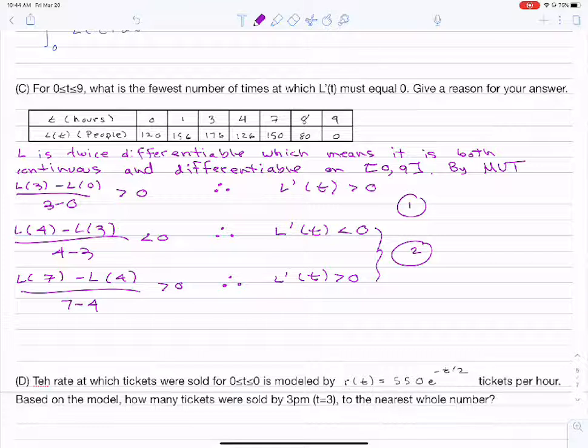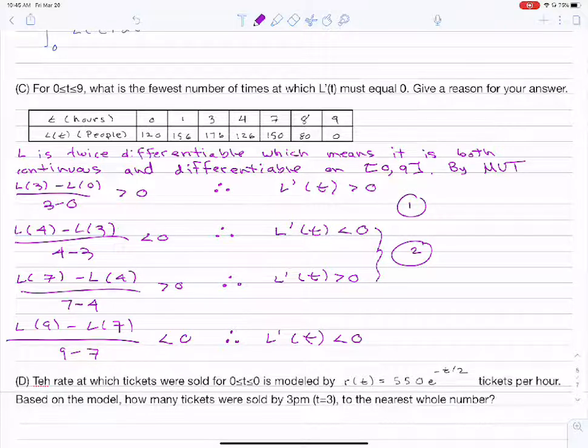And then finally, we can say L of 9 minus L of 7 over 9 minus 7. And that was negative, right? It's decreasing. So therefore, L prime of t is less than 0, which means, again, there has to be a third one there. I'm going to need more room because I still haven't finished. But notice there are three critical values, and they're all being justified by the mean value theorem.